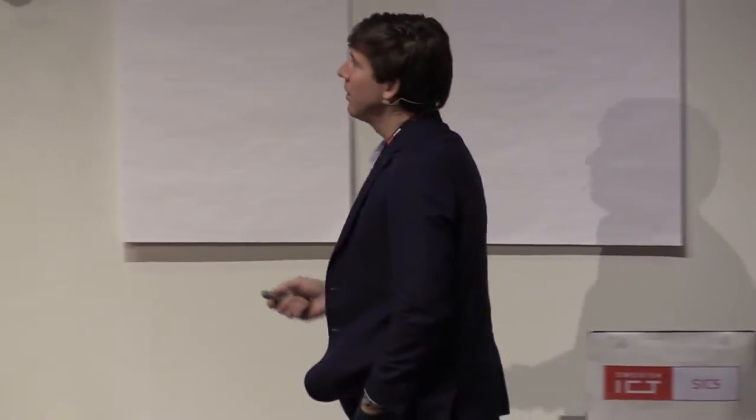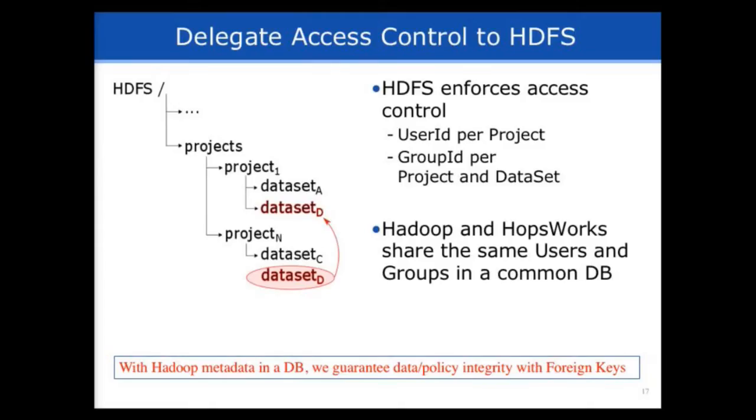Right. So the nice thing about putting this metadata in the same database is we can now guarantee the integrity of our privileges and the actual data they represent. And we do that with foreign keys. What that basically means is if you remove a data set from the file system, any particular group associated with that data set will disappear, right? And then the privileges associated with users that have access to that particular data set will disappear as well. So we keep the metadata and the privileges in sync.